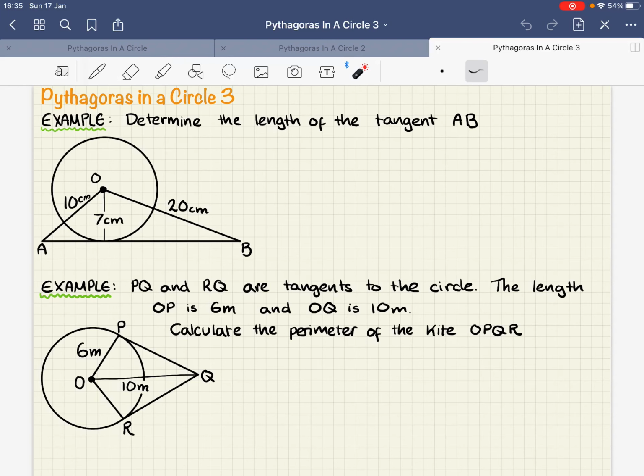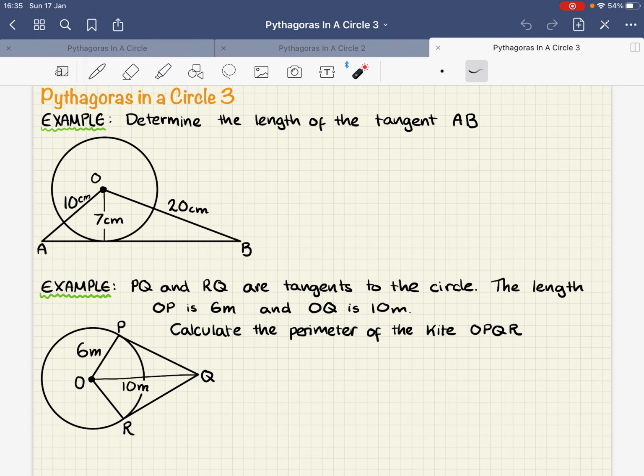Okay, so here is the last video on our Pythagoras in a circle work. So this time, as you can see, we've got a few of our diagrams with tangents this time. So let's jump straight into it. So first one, we're being asked to determine the length of the tangent A to B.